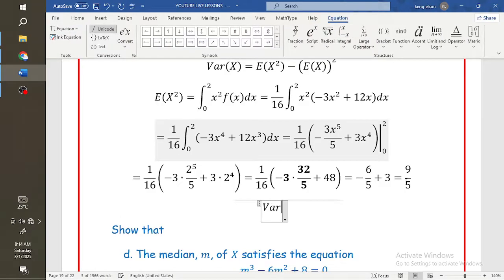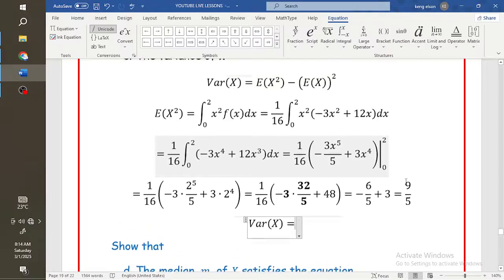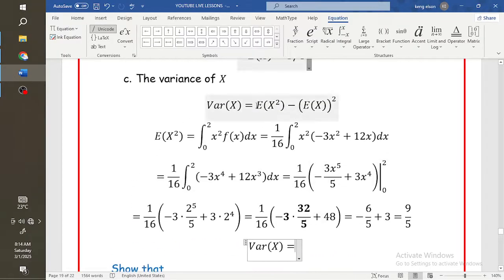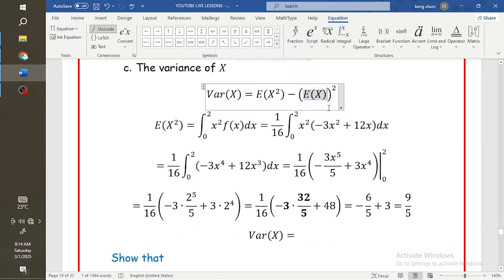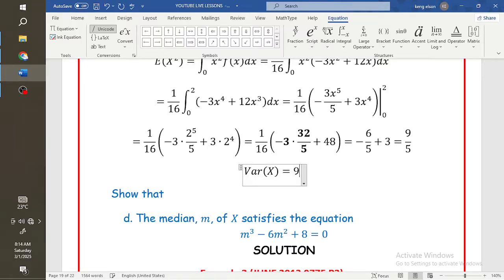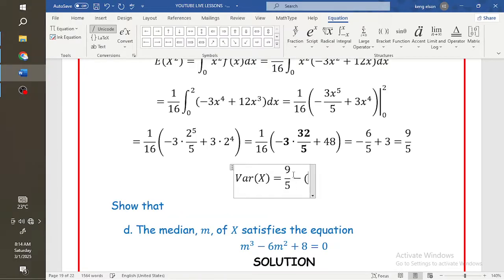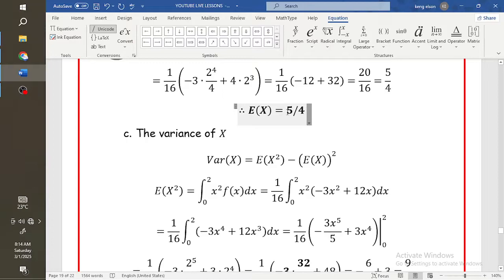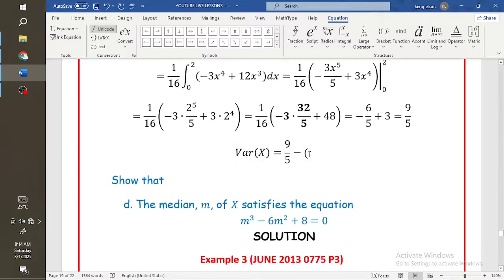So for my variance, I might have made a mistake. But make sure you get the explanation, because I don't have a calculator, so I might have made a mistake somewhere. But focus on understanding and also be working so that you compare your answer with mine. Now the variance of x, like we said, is E of x squared minus E of x all squared. So my E of x squared is 9 divided by 5 minus my E of x all squared. My E of x is 5 on 4, so I'm going to have 5 divided by 4 all squared.